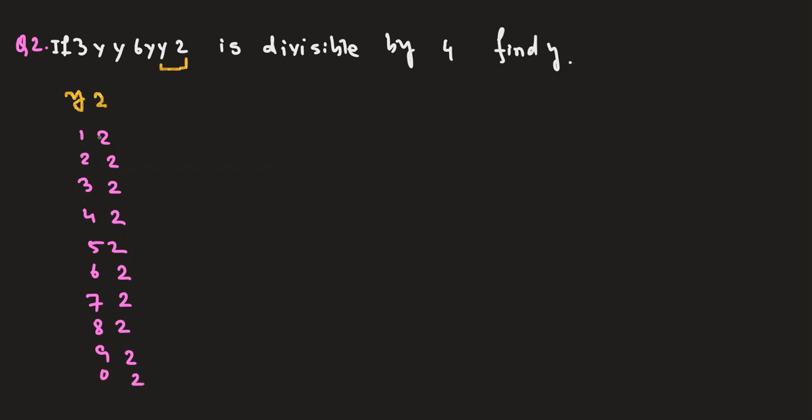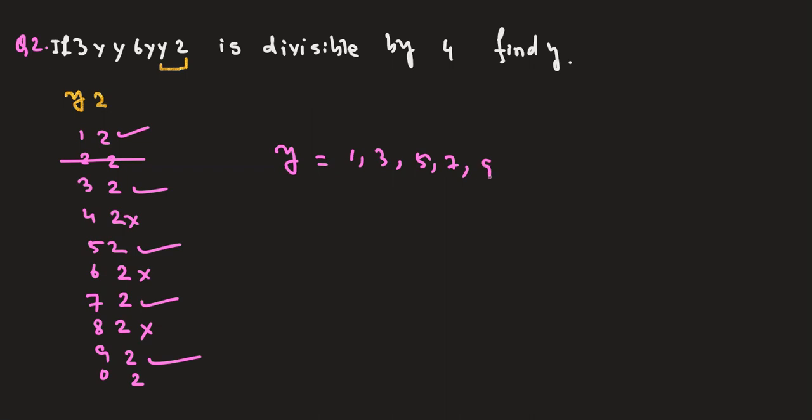Okay, now 12 is divisible by 4, 22 not divisible by 4, 32 divisible by 4, 42 not divisible by 4, 52 divisible by 4, 62 not divisible by 4, 72 divisible by 4, 82 not divisible by 4, and 92 divisible by 4. So these are the possibilities. So y can take the value 1, then 3, then 5, then 7, and then 9. 1, 3, 5, 7, 9. These are the possibilities that y can take.